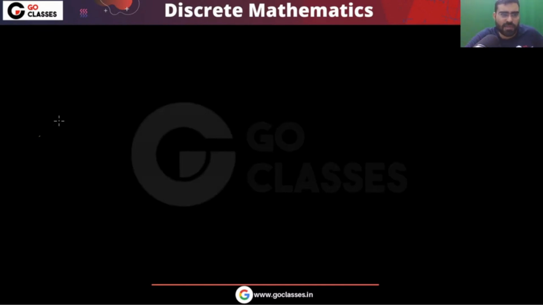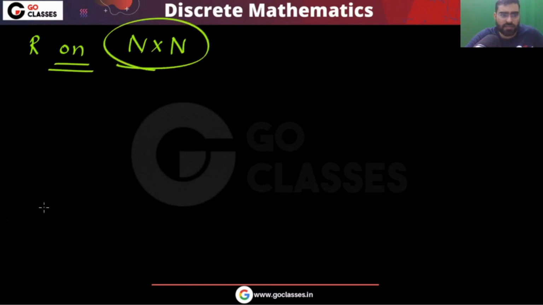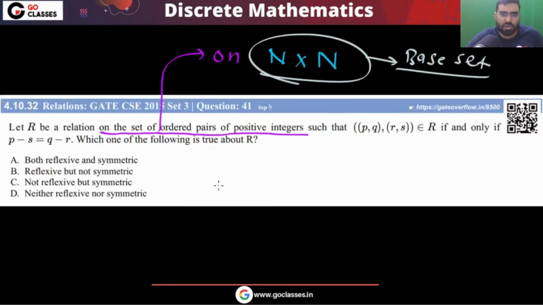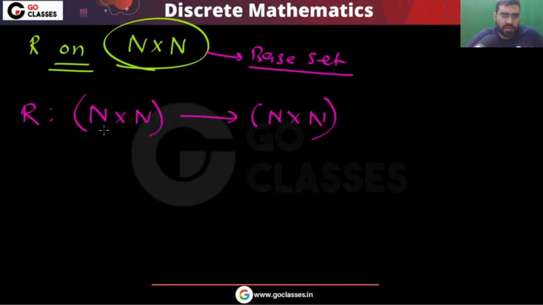This is something very important, that you are defining relation R on N cross N. So this N cross N is the base set. On this you are defining the relation. It means elements of N cross N will be related to elements of N cross N. Is this clear? Because the question is saying positive integers. Positive integers means you can say set of natural numbers.